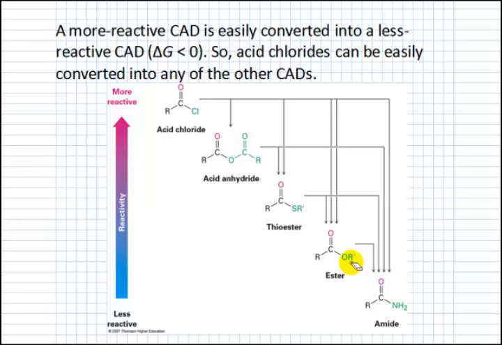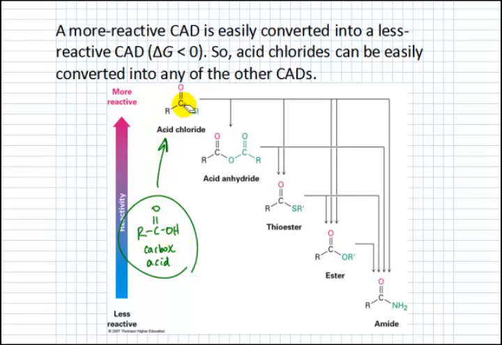So as we'll see in this chapter, if we have a carboxylic acid, our C double bond O OH, that enters this whole equation by way of creation of the acid chloride. So that's a reaction we'll see coming right up. So very commonly we'll start with a carboxylic acid, make an acid chloride, and from there we can easily create any of the other ones. The reactions happen spontaneously, right? Delta G negative means it's a spontaneous reaction, right?